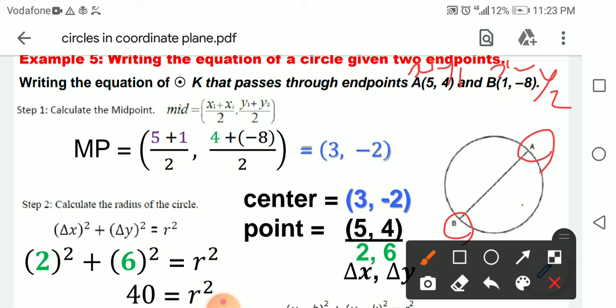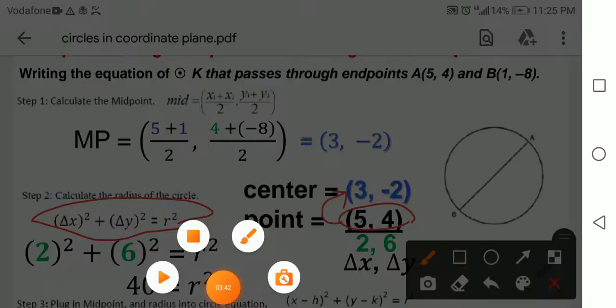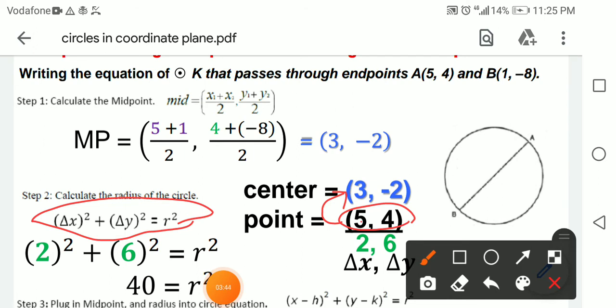So my midpoint here is the center, which is 3 and negative 2. So the center here is 3 and negative 2, and we got here also what? Okay, I got here a rule I have to know now together. Okay, guys, now I'm going to do what?